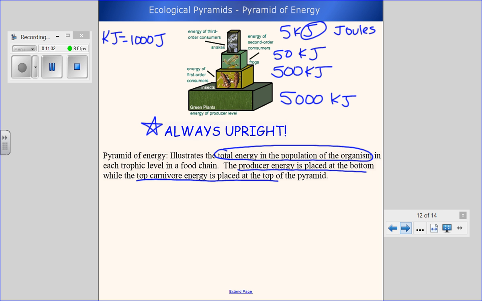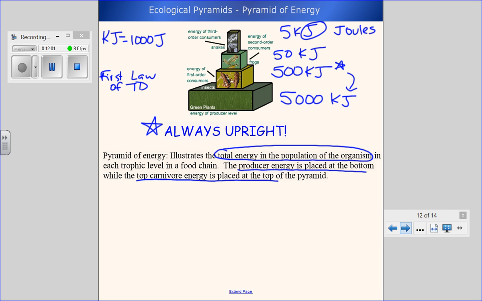The key thing here is that each level cannot possibly have more energy than the one that came before it. It would be impossible, for example, for this level to have more energy than that one. And the reason is the first law of thermodynamics that we saw just a few days ago. I cannot make energy from nothing.